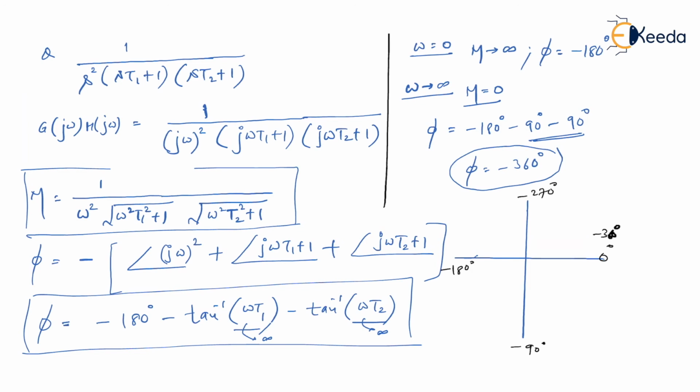So at minus 180 degree, what is the amplitude? Why am I asking for minus 180 degree? Because the initial value is having phase equal to minus 180 degree. Magnitude is infinity, so you have to take somewhere over here. Magnitude is infinity. And where is it going to? It is going to minus 360 degree.